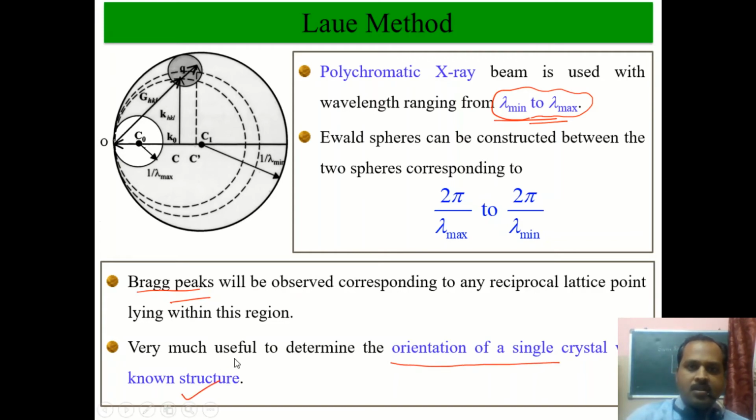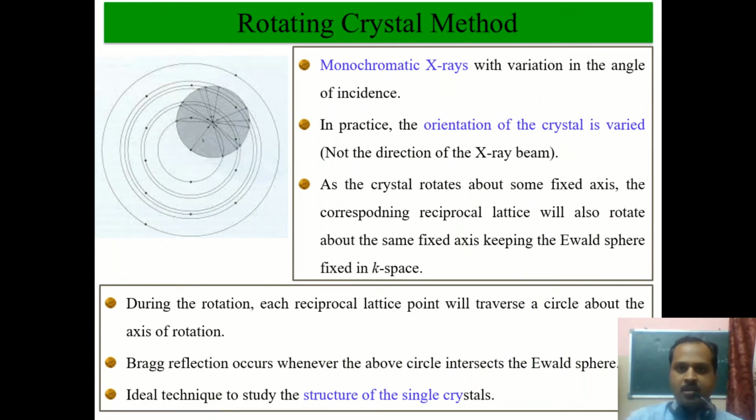The next method is the rotating crystal method. Basically we use a monochromatic beam of X-rays and we change its direction. By changing its direction, you are going to change the direction of the wave vector k. But in practice, instead of changing the direction of the X-ray source, we change the orientation of the crystal. We do not change the direction of the X-ray beam, rather we change the orientation of the crystal. It results in a change in the wave vector k direction.